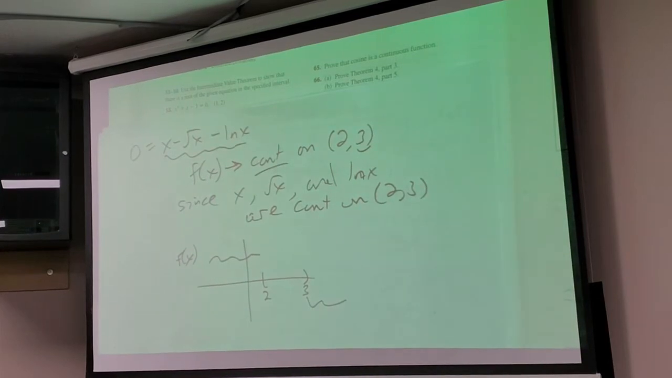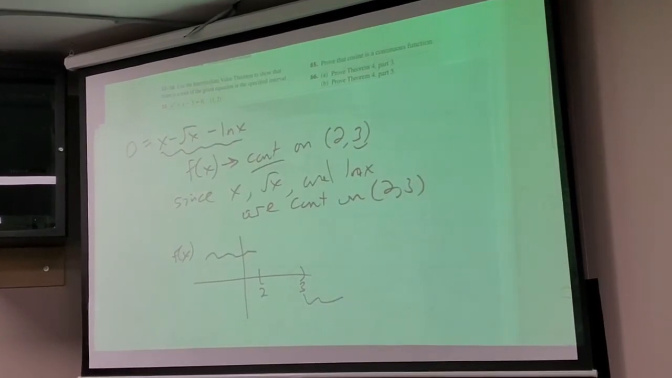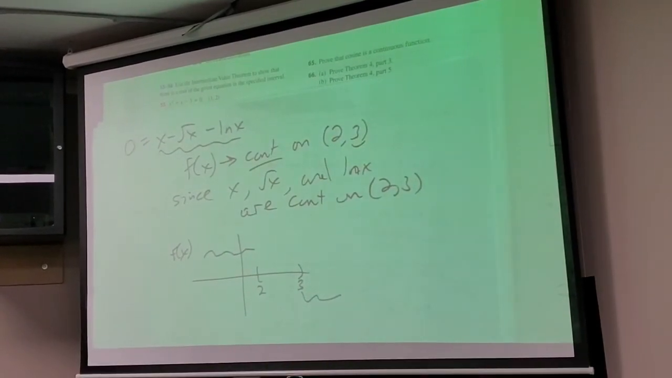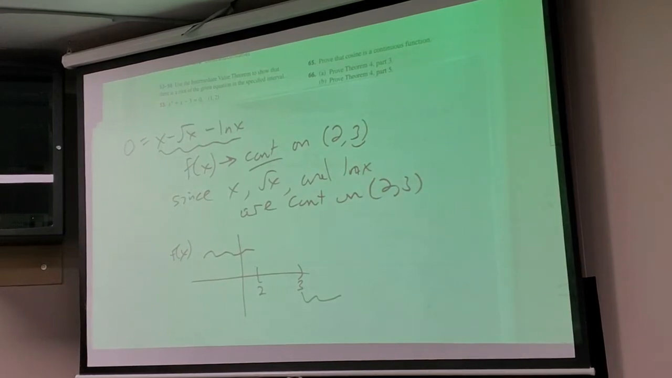It's a really simple idea: if it's positive on one side and negative on the other, it's got to be 0 somewhere in the middle because it's continuous. Now, if the function was not continuous, it could just teleport, and then it doesn't have any x-intercepts, and the intermediate value theorem says it could do whatever it wants to if it's not continuous. Okay.